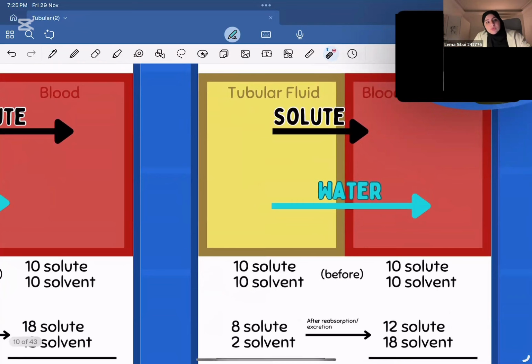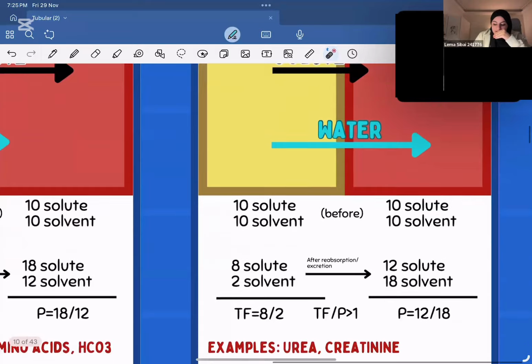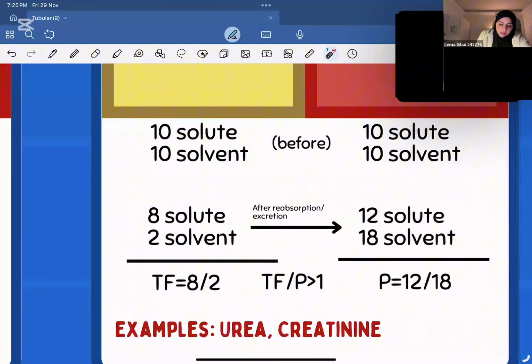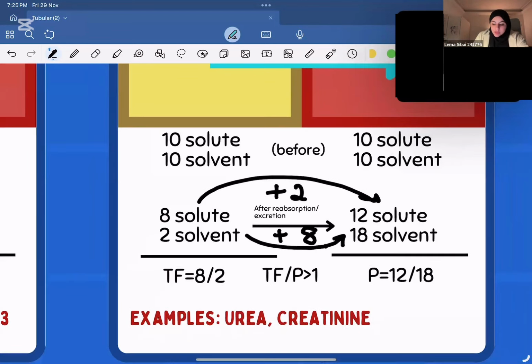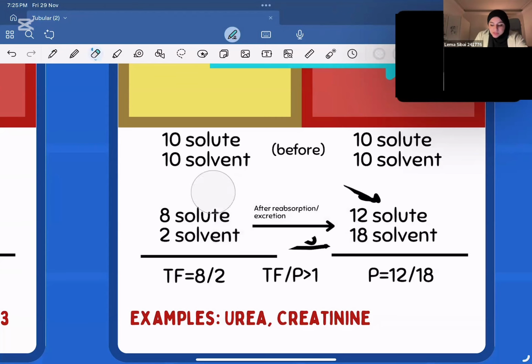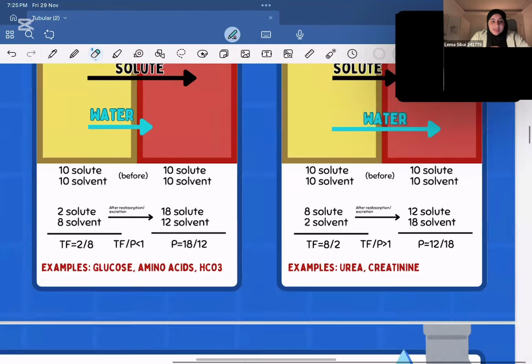In this case, there is more solute in the tubular fluid because not as much gets reabsorbed. See, now only 2 solutes get reabsorbed into the plasma, which is the blood, and only 8 solvents get reabsorbed into the blood. Therefore, since the tubular fluid is more concentrated, the whole thing would equal more than 1 because not as much got reabsorbed back into the blood. Is that all good? I can answer this again at the end if you're still confused.